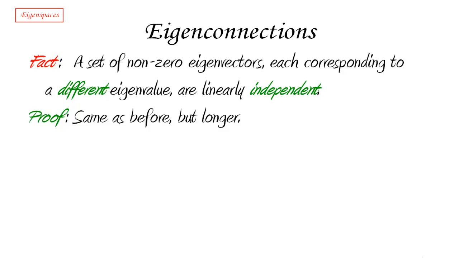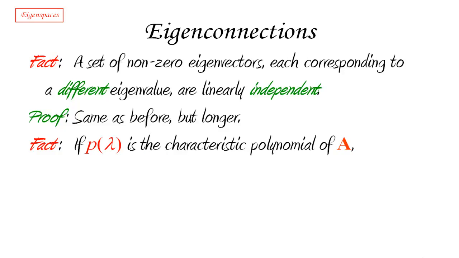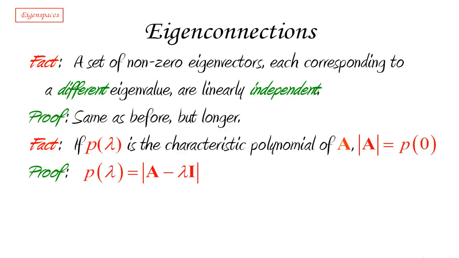The last eigenconnection I want to make is the following. Let's say that P of lambda is the characteristic polynomial of A, so remember that means that it is the determinant of the matrix A minus lambda I. Well, under those conditions, then the determinant of A itself is going to be equal to the value of this characteristic polynomial at 0. The proof is very easy, much easier than the one before. Now remember once again that the characteristic polynomial is the determinant of the matrix A minus lambda I by definition, right? Okay, put lambda equals 0. What do you get? A. Okay, the determinant of A.